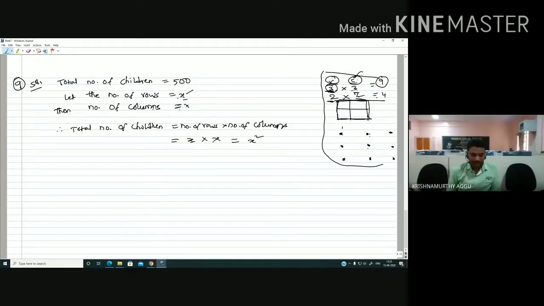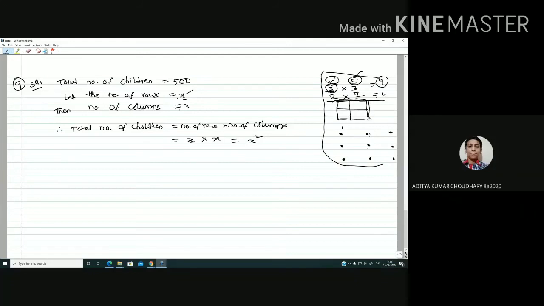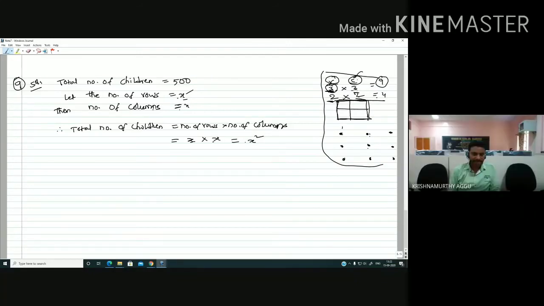Okay. Is there any doubt? No, sir. X square is a perfect square number.